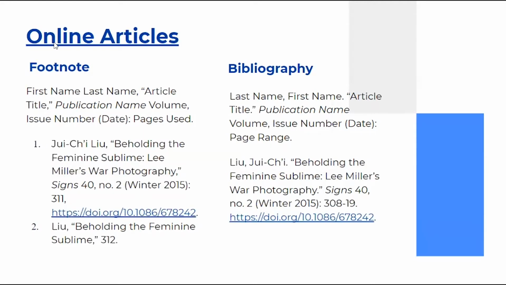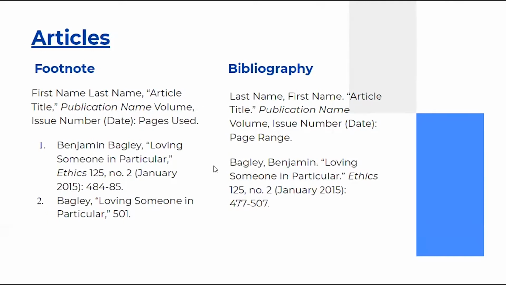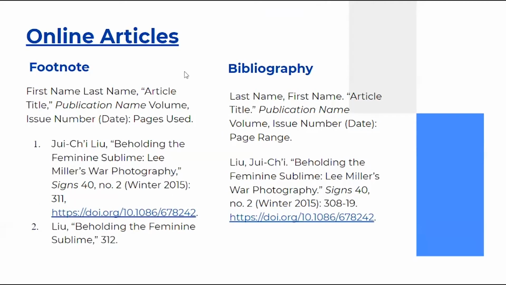Now going on to online articles. These will be nearly identical to the articles that we just looked at. That was focusing more on a print article, as in you went to the library and got a physical article. An online article would be if you found it on an online journal or however you get your online articles.